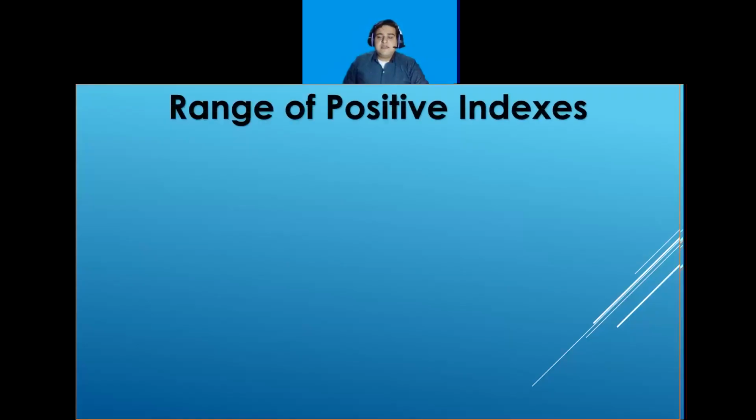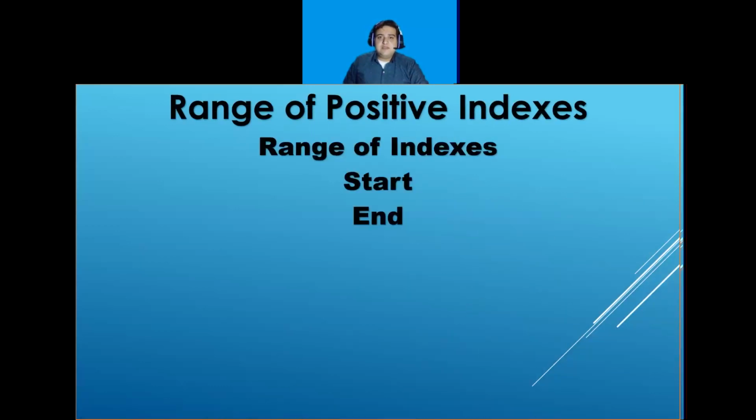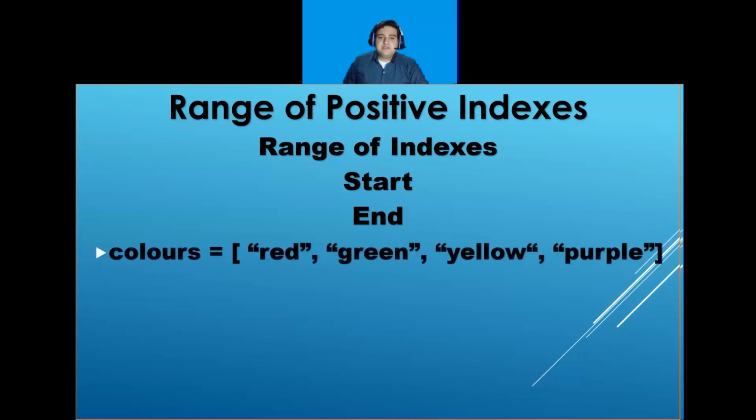You can specify a range of indexes by specifying where to start and where to end the range. When specifying a range, the returned value will be a new list with the specified items. For example, here is my list, and I want a new list as red, green and yellow. So I have to specify the start index, which will be 0, and the end index. Remember, the end index will not be included, so I will take end index plus 1.